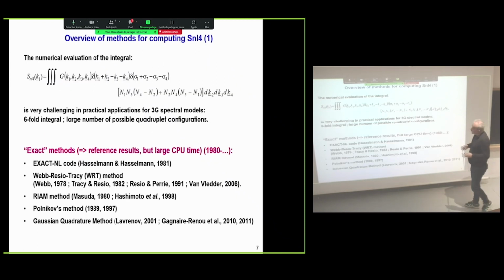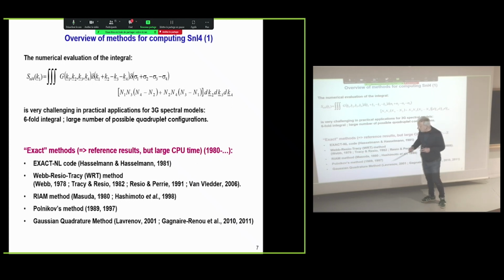As I said, the numerical evaluation of this integral is quite challenging in reality because of the presence of the delta function and the six-fold integral here, which means a large number of possible configurations that fulfill the two resonance conditions. For that, there exist a number of methods which are called exact or nearly exact, which may provide reference results, but with large CPU times. I mention here some of them. The first one is the exact NL code developed by Hasselmann and Hasselmann at the beginning of the 80s. And then we have the Webb-Resio-Tracy method.